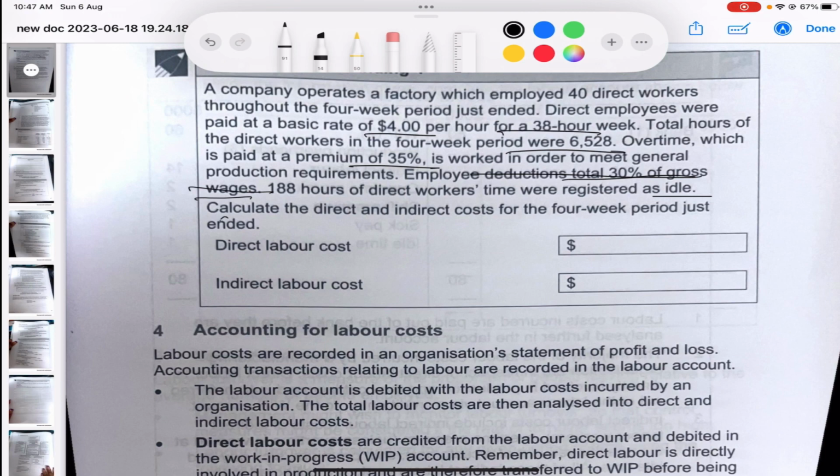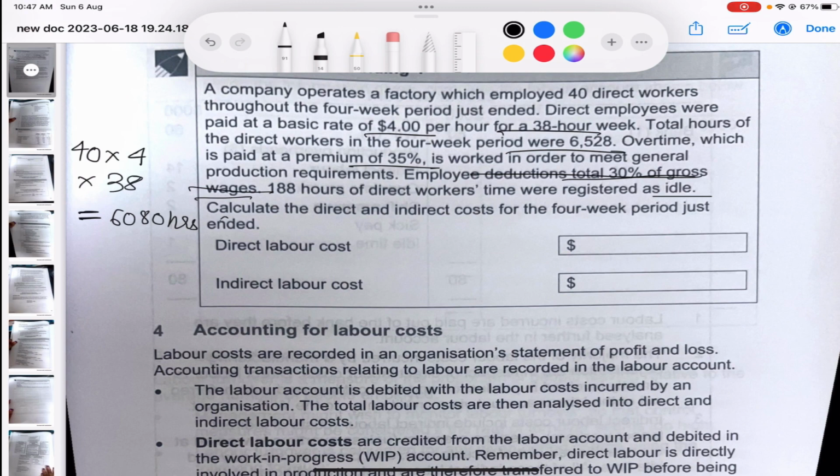First, let's start with the basic pay. So my basic pay would be, how many workers are there? 40 workers, multiplied by the 4-week period. Direct employees, 38-hour week, 4 weeks, 40 and 4 weeks. And how many hours in a week? 38 hours in a week. This is your standard hours, right? 40 multiplied by 4 weeks multiplied by 38. This would give you 6080 hours. This much is the standard time.